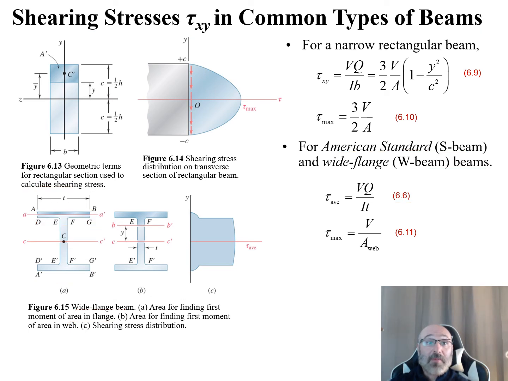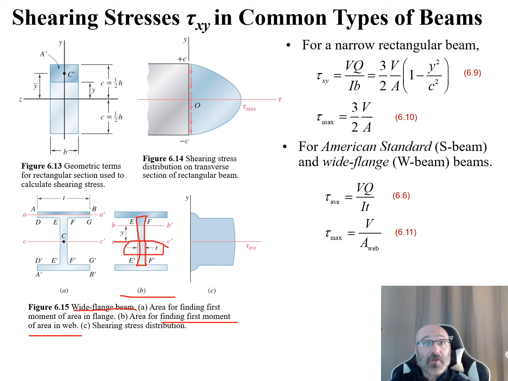Now we can do the same thing in part B, where we're trying to find our first moment in the area of the web. What is the area of the web? Our area of the web is defined from E, F, E prime, F prime. This rectangle is going to be the web for this wide flange beam. The thickness of this web is defined by this variable t.